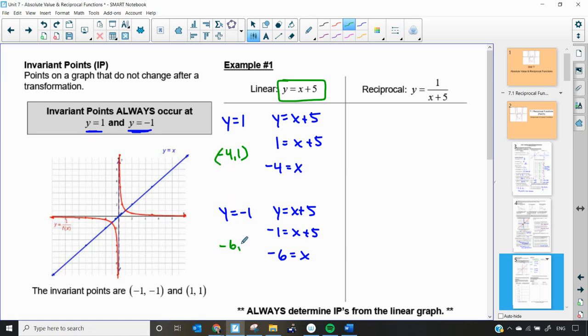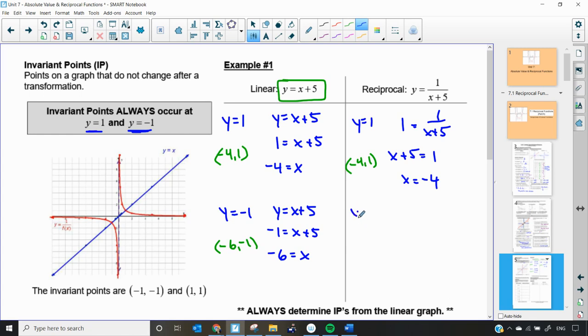And -6 and -1. So notice off to the side here, this is a graph of y equals x and its reciprocal function. We were looking for the invariant points for y equals x plus 5. And so if we want to check to see that that works for the reciprocal function, we can also substitute in y equals 1. So that would be 1 equals 1 over x plus 5. And that gives us x plus 5 equals 1. 1 minus 5 is -4. So again, we have that point -4 comma 1. So that one stayed the same.